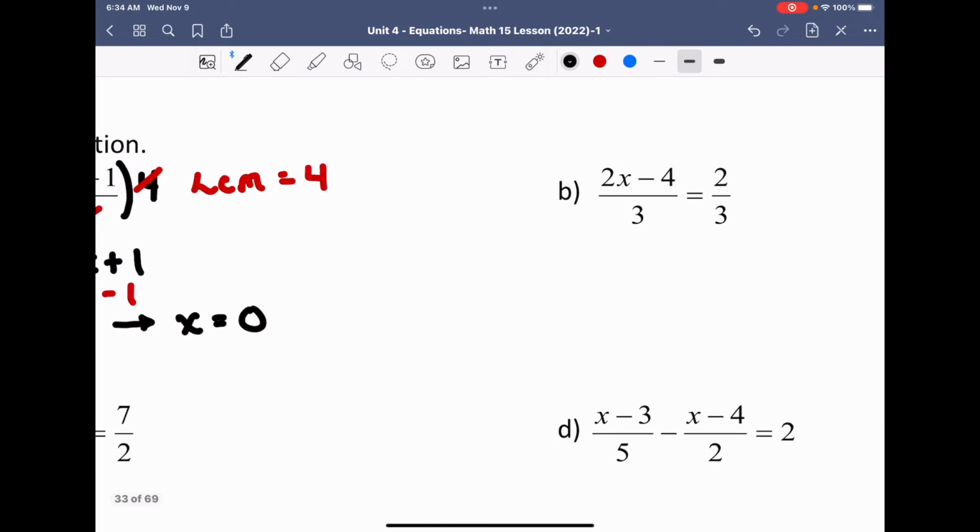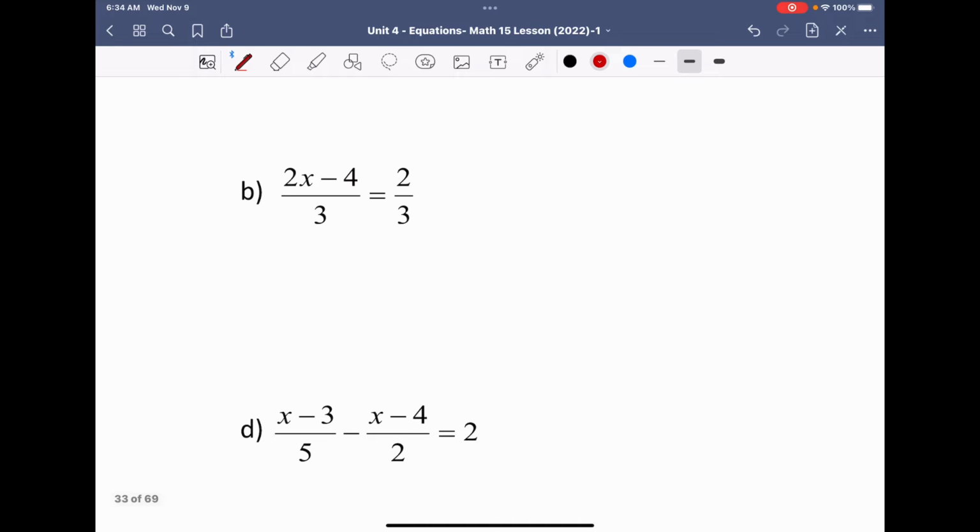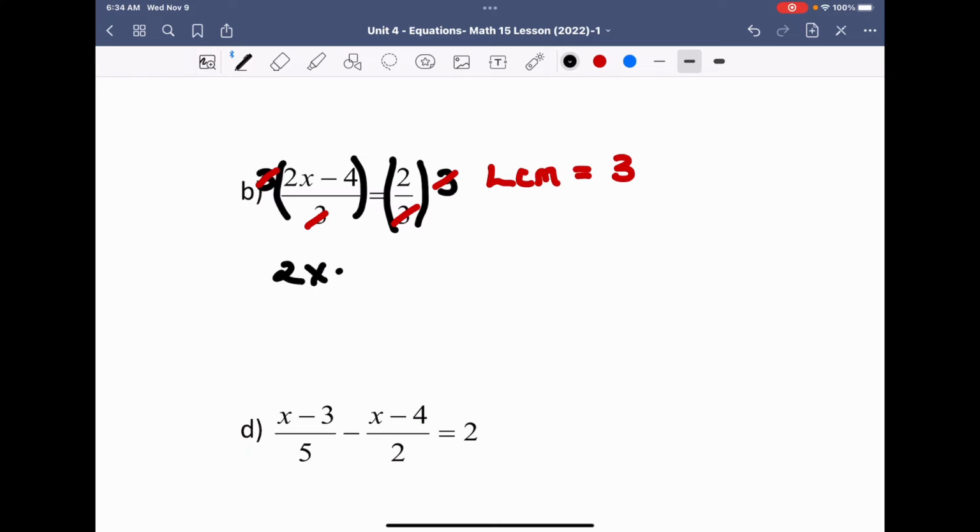All right, let's go on to example B. Similar concept here. We see an LCM is actually already there because it's whatever number is just currently there. An LCM is equal to just 3 because they both share that common denominator of 3. So their lowest common multiple must be 3. Now, I'm going to multiply my left and right hand sides all by 3. When I do that, similar to last problem, I can cancel out my 3's, and therefore I would get 2x minus 4 is equal to 2.